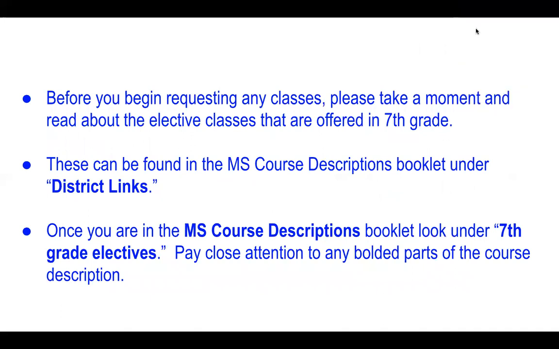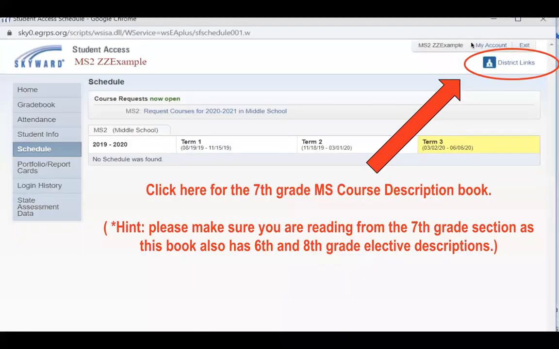Okay, so before you begin requesting any classes, please take a moment and read about the elective classes that are offered in 7th grade. There are more choices for you. These can be found in the middle school course description booklet under district links. And once you are in the middle school course description booklet under 7th grade electives, pay close attention to any bolded parts of the course description. And now this is how you're going to navigate to find that.